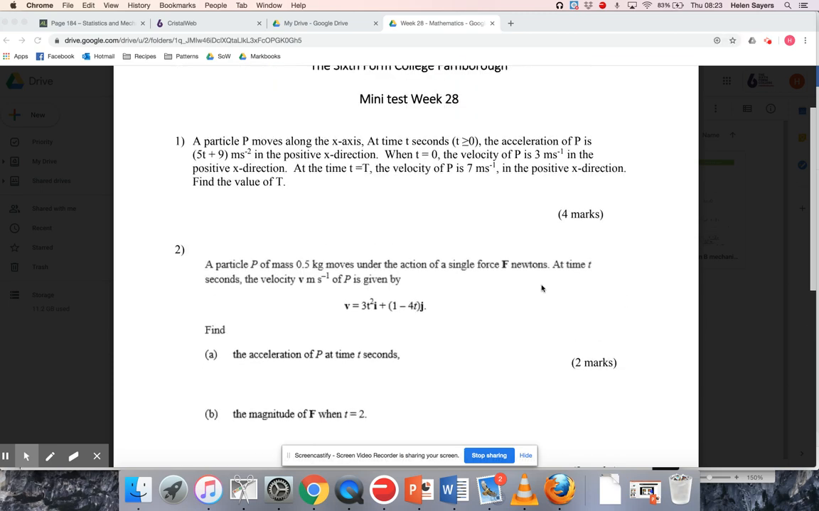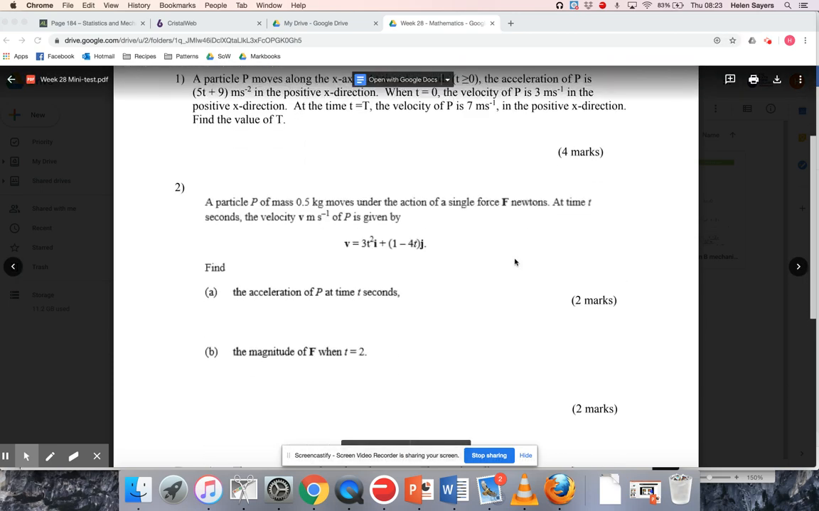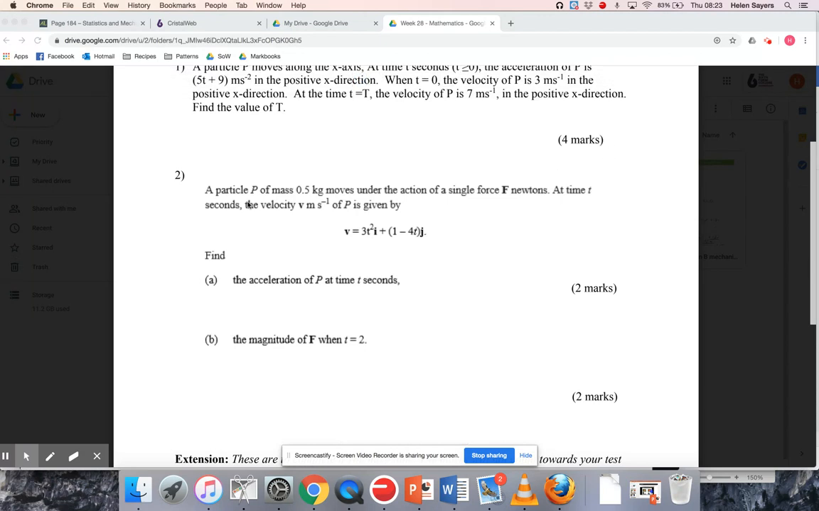Okay, so we're looking at Minitest week 28, and this is question 2. So I've got the mass of particle P, and I'm told that there's a force of capital F, and to come on to that in part B, and then I'm given a function for the velocity. So I'm given velocity as a vector, and it's also a function of time, and then I'm asked for the acceleration. And I'm asked the acceleration at t seconds, so I'm not after an actual value here, I'm just basically after the acceleration in terms of t.